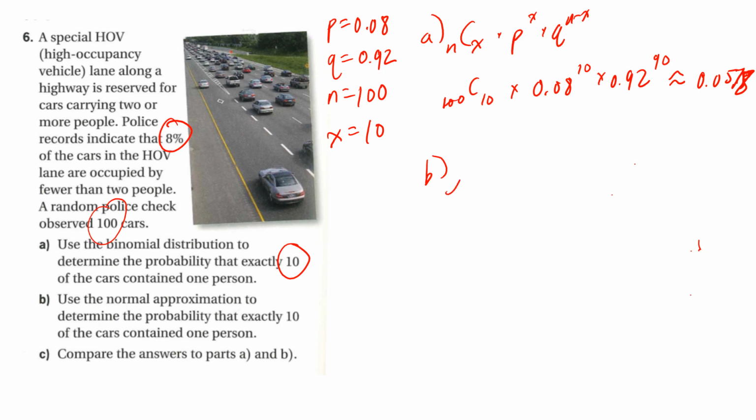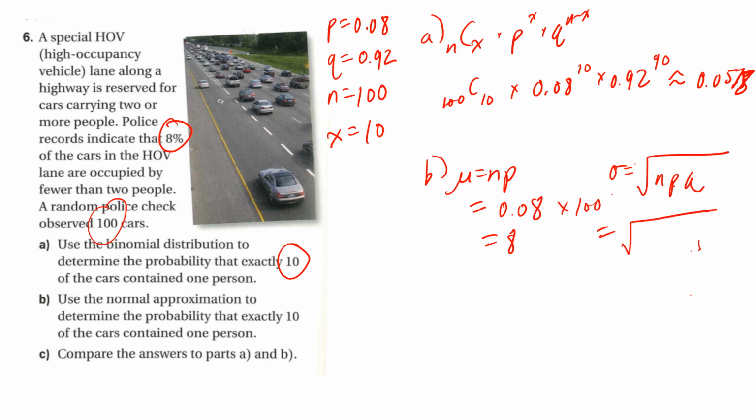So our mean is np, which is 0.08 times 100, which is 8. And our standard deviation is the square root of npq, which is the square root of 100 times 0.08 times 0.92. That is going to give us approximately 2.71.